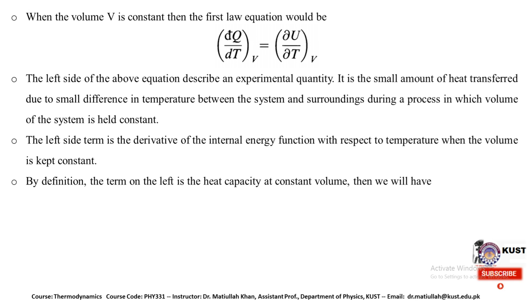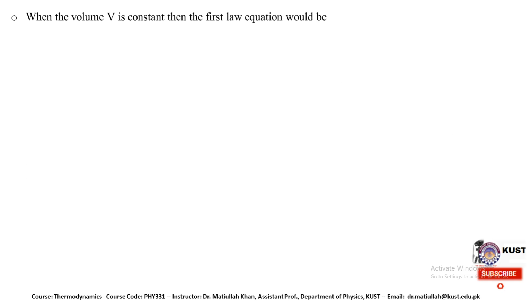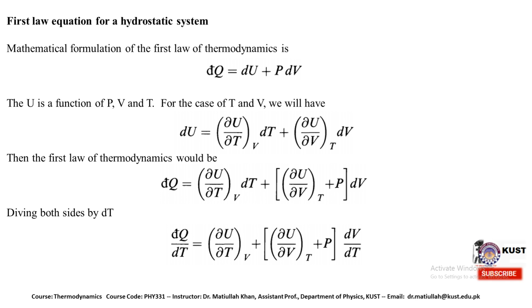If we look at the right side of this equation, when we keep the volume constant, the change in volume becomes equal to 0. So for constant volume, this whole term becomes equal to 0, and we will have only this term.